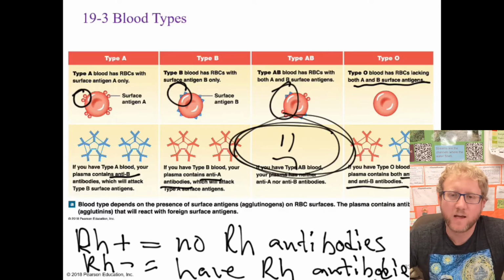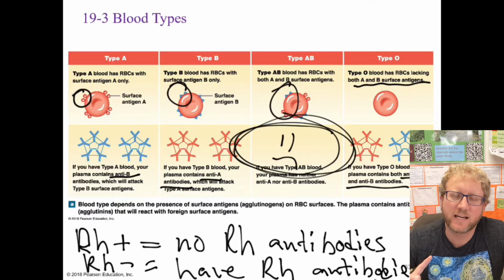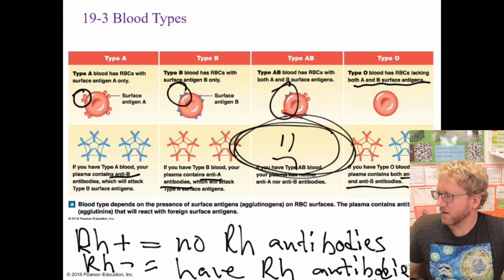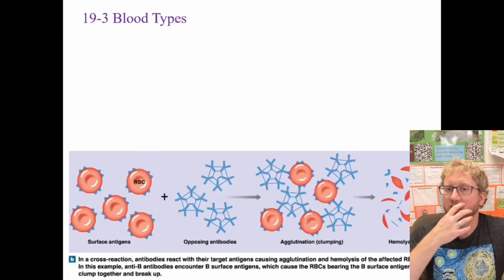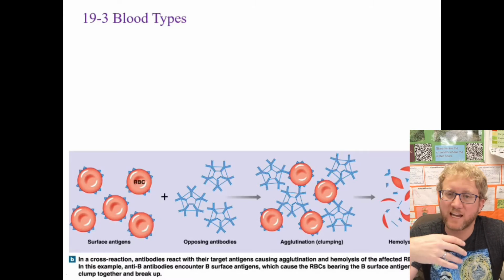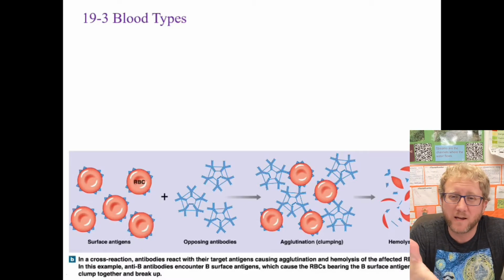So Rh negative is lacking Rh antigens. It has Rh antibodies. And so that kind of makes things difficult. I can't just give you my blood. I don't know, maybe I can.